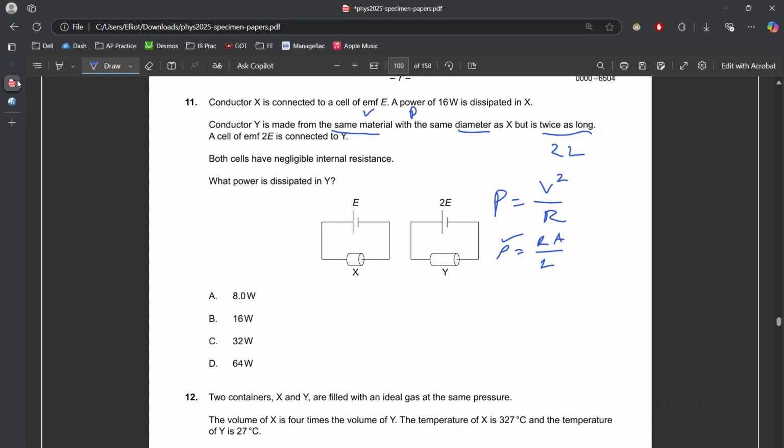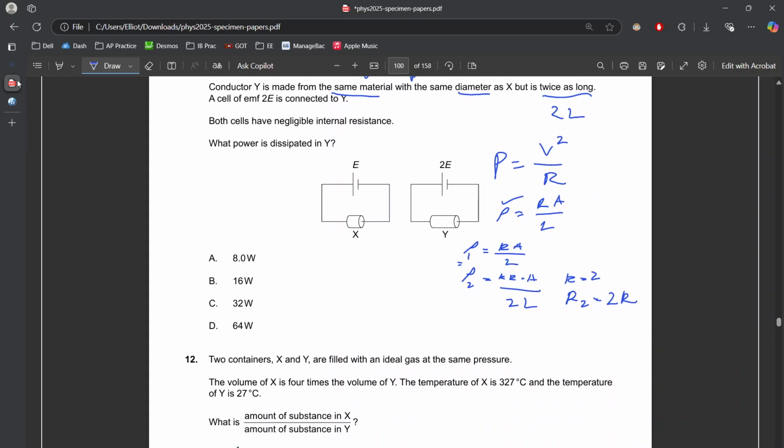So our initial resistivity is just going to be our starting resistance times the area divided by the length, and then our second resistivity, which is the same, is going to be equal to some multiple, I'm going to use another constant called K, times area divided by 2L. Well, if we want these to be the same, then K is equal to 2, and therefore the new resistance, R2, is equal to 2 times the initial resistance.